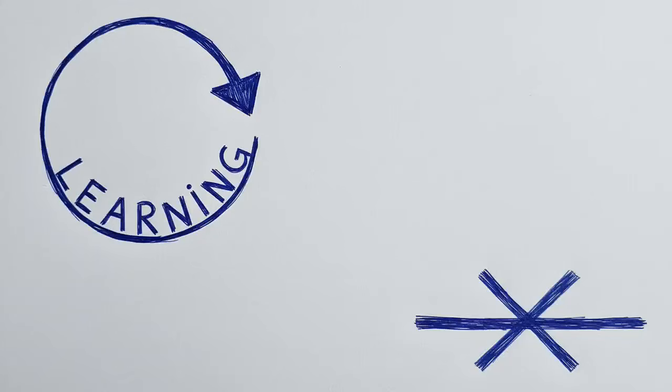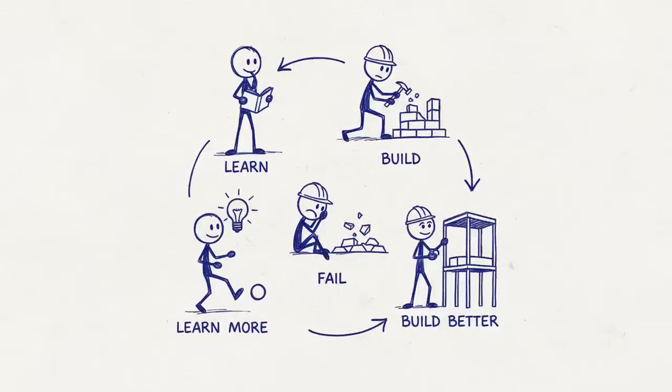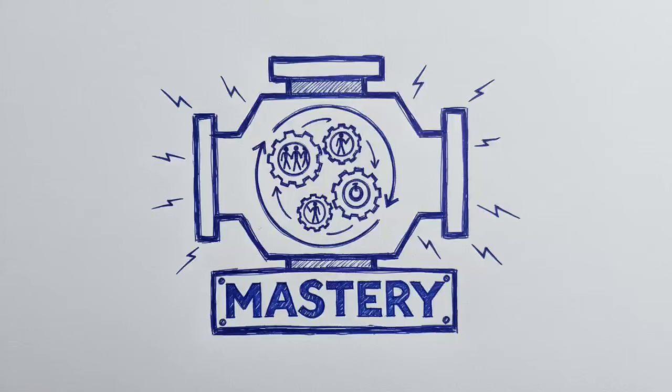Learning is a loop, not a straight line. You learn, you build, you fail, you learn more, and you build again, better this time. This cycle of recombination is the engine of mastery.